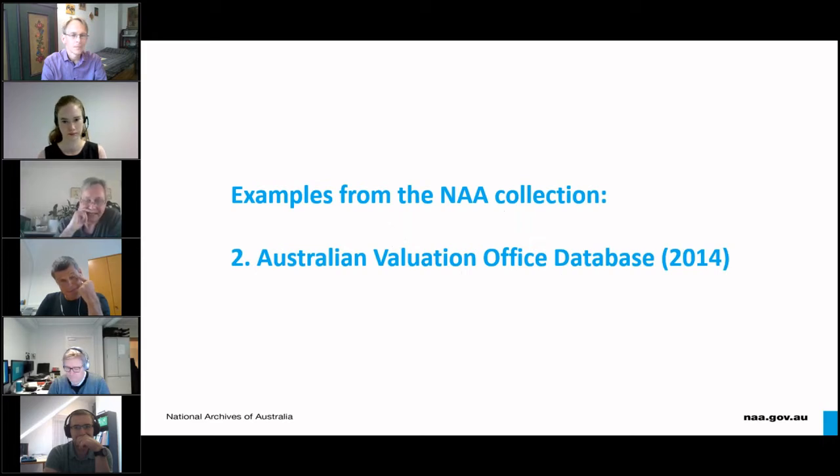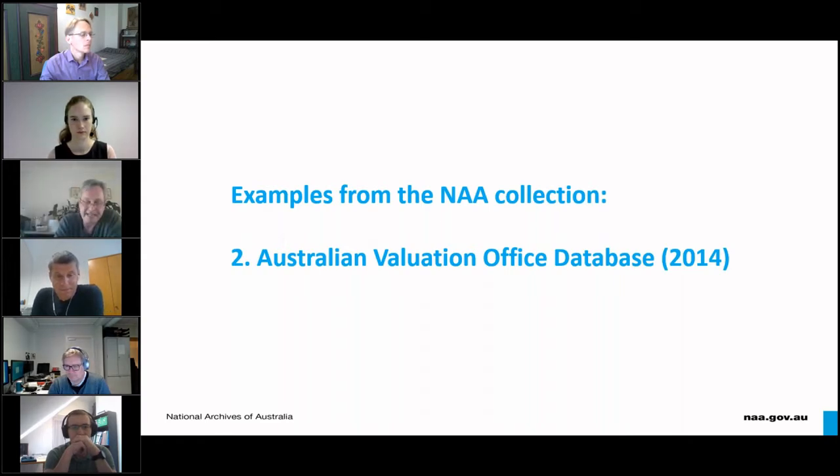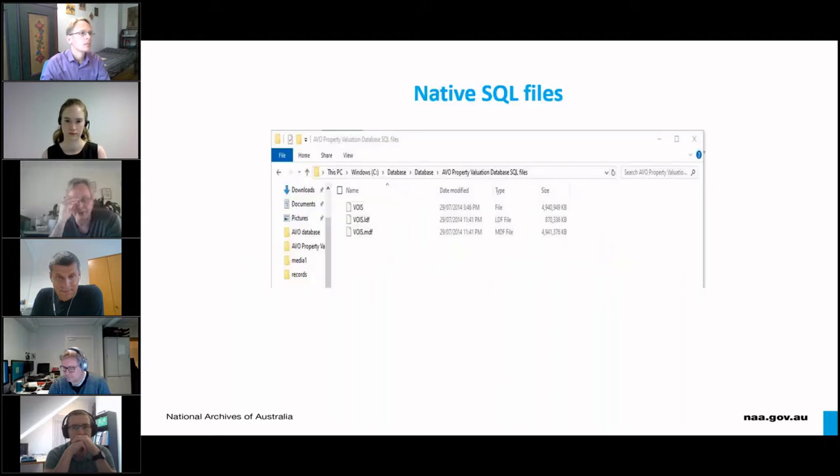But here's another example from our collection. It's interesting because what was transferred was quite different from what was transferred in the election results 2007 series. This was a property valuation database used by the Australian Valuation Office. And that system was called VOIS, the Valuation Office Information System. It was transferred to us in 2014 when the agency was abolished and its functions moved to the Australian Taxation Office. So what did we receive in the transfer?